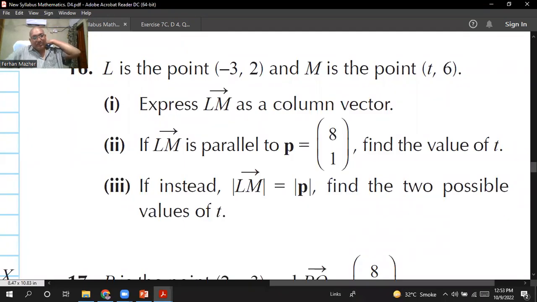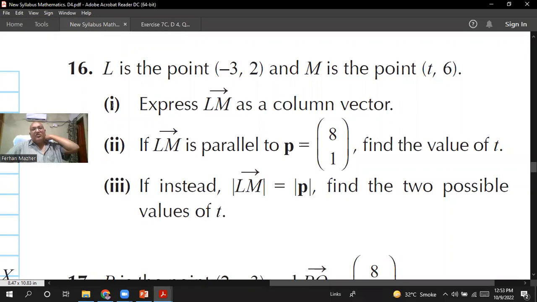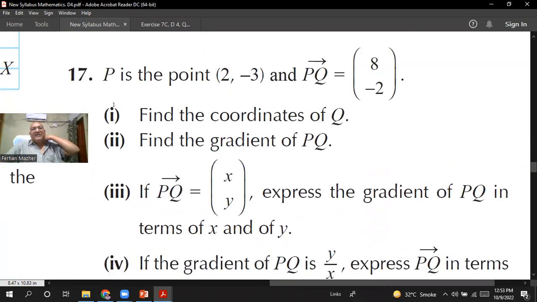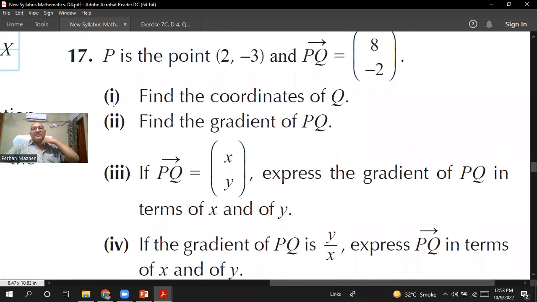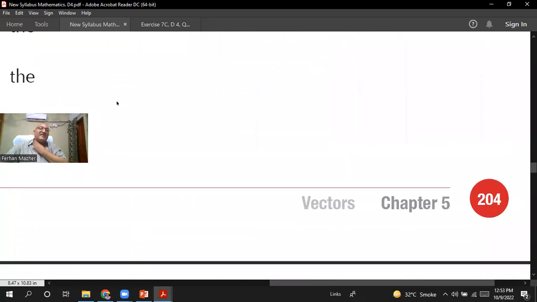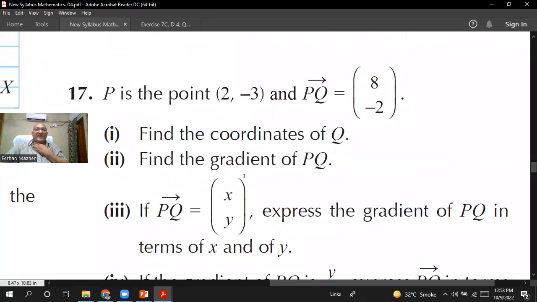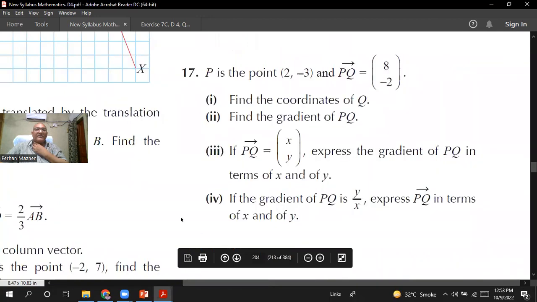We are done with question number 16, I think. So we are going to the next part. And that's probably the last question of this exercise. Yeah, that's question number 17. Let me reduce the size so you can see.